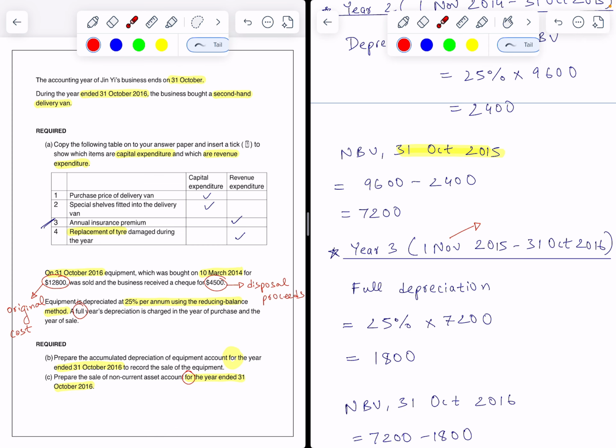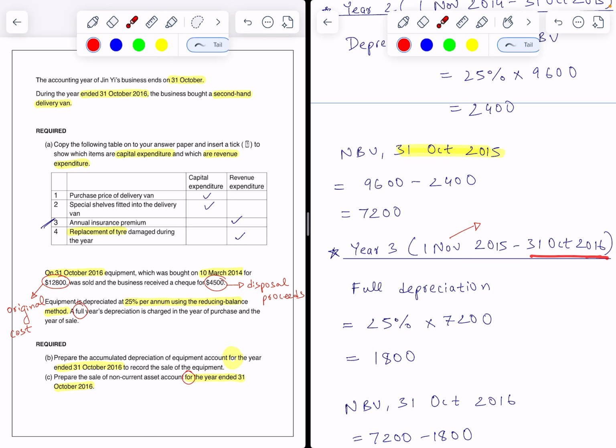In year 3, it would start on 1 November 2015 and end on 31st of October 2016, which is what we are mainly preparing this ledger account for. Because the question clearly mentions, prepare the accumulated depreciation account for the year ended 31st of October 2016. So we are mainly looking into transactions that have happened from 1st of November 2015 until the end of 31st of October 2016. Now, based on the business policy, we also apply a full depreciation in the year of sale, all right? And we would apply a full depreciation anyway because the asset was sold on the last day, which is 31st of October 2016.